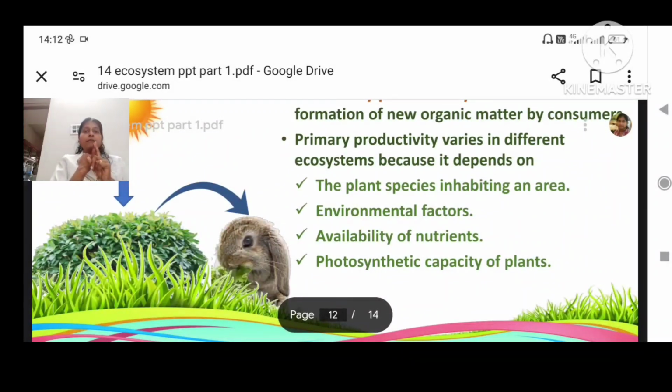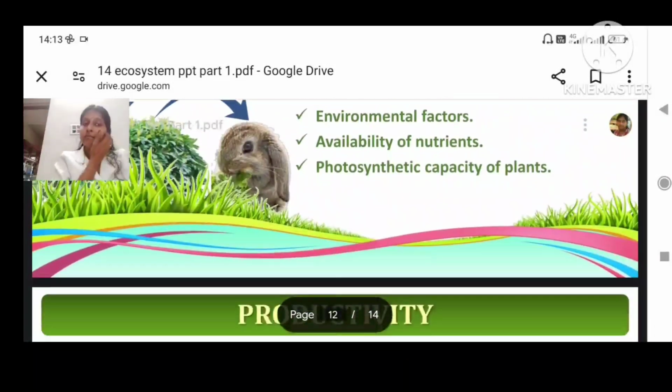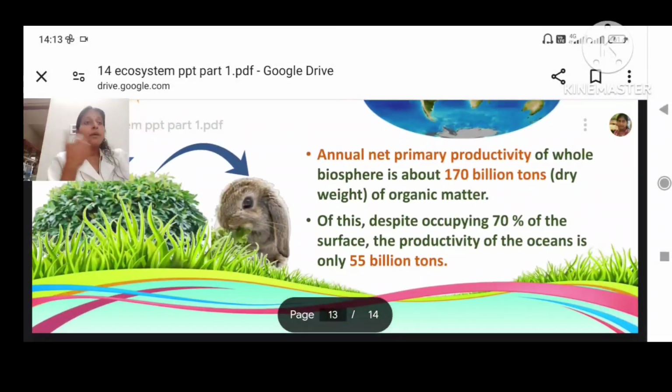So primary productivity depends on the plant found there. Some plants will produce a large amount of biomass because their photosynthetic efficiency is good. Second, nutrient availability. And third, environmental and climatic factors, which favor the sunlight available to the plants. All these factors also play a major role in production. Clear? So with this, production is over.